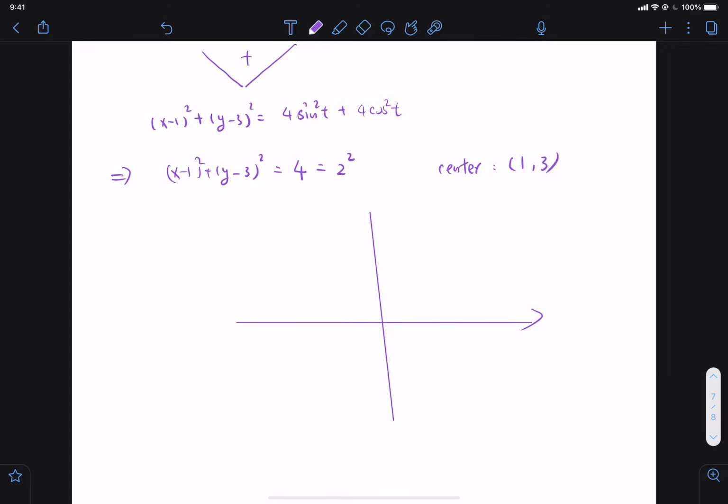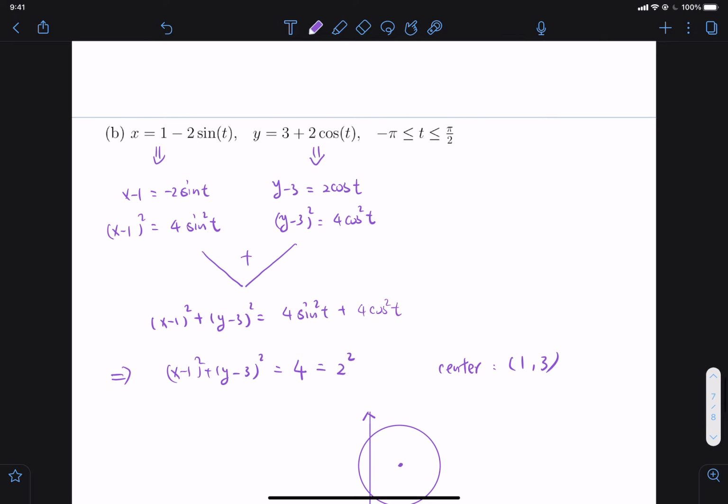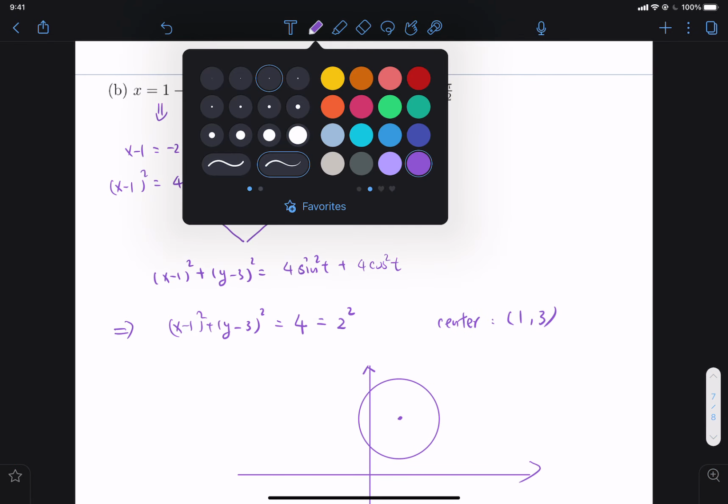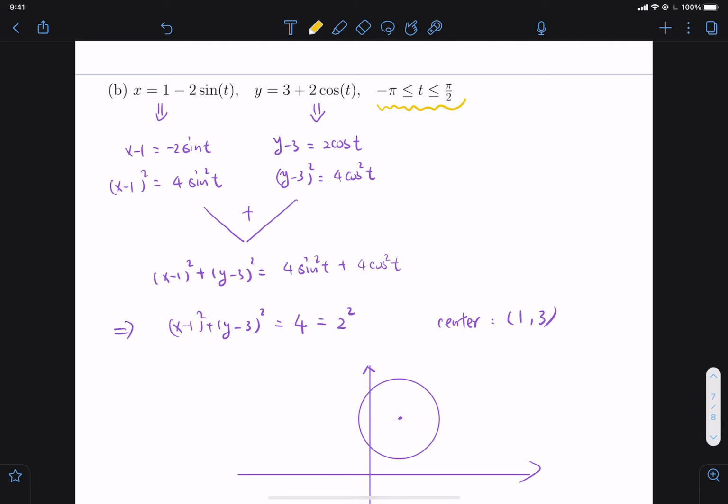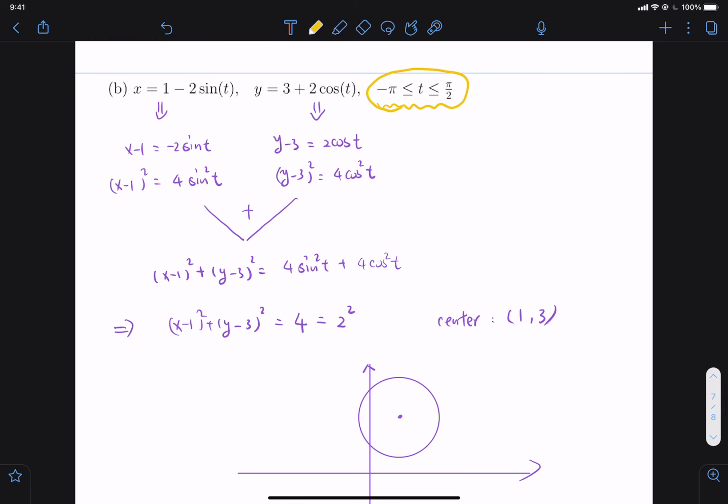Having this here. So center 1, 3 is about here, 1, 3, right? And the radius is going to be 2, right? So it's going to be like that. That is our graph. Maybe here. Well, but keep in mind that we have the range of t, so we should trace our graph according to the range of this t. Okay, so now let's trace the curve.